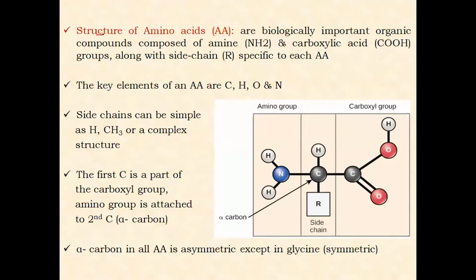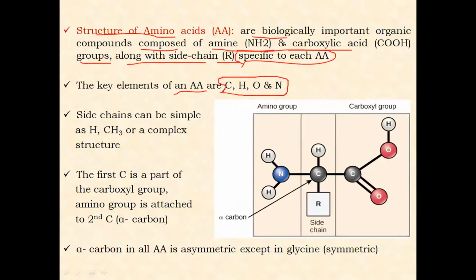Next is the structure of amino acids. Amino acids are biologically important organic compounds, and they are composed of amine and carboxylic acid groups along with a side chain which is denoted by R, and this is specific to each amino acid. So an amino acid consists of an amino group, a carboxylic group, and the R chain. This is the side chain. The key elements of an amino acid are carbon, hydrogen, oxygen, and nitrogen.